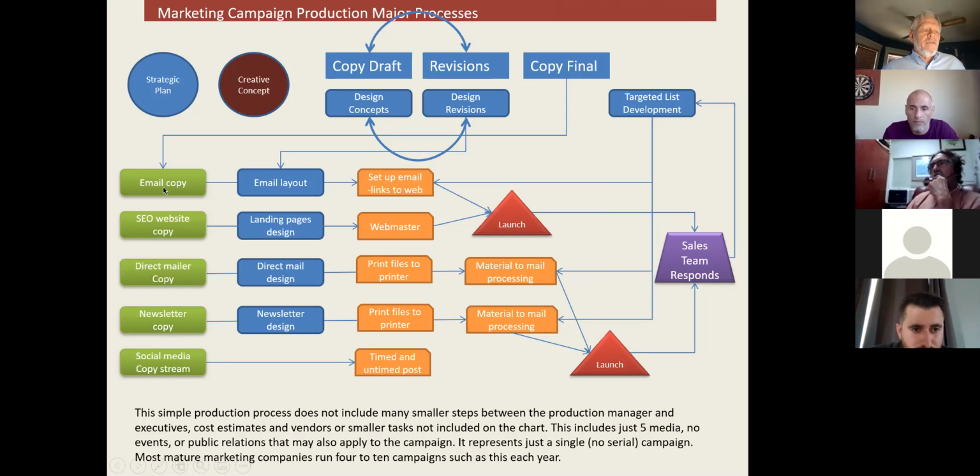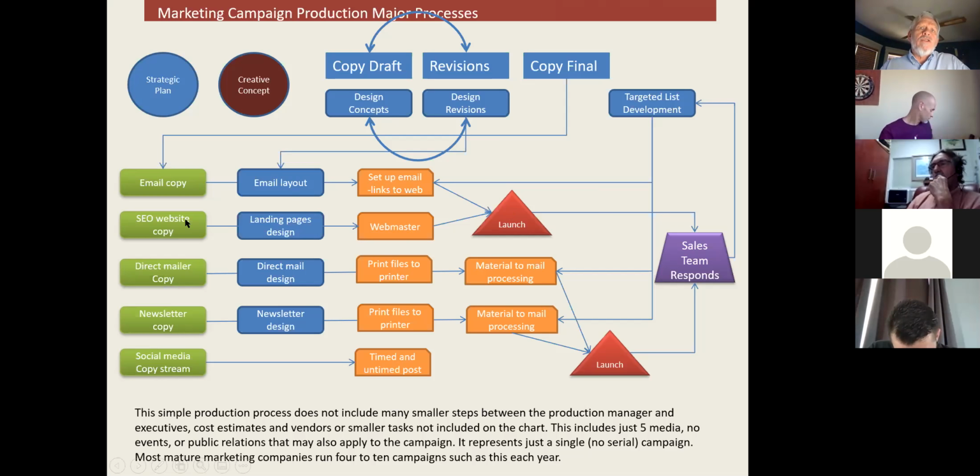If you've got a list that you're going to use, you're going to do a layout. There are several theories on how you lay out emails and what is most effective and what is least effective. And then you're going to set it up, and of course you're going to do links. There's no reason to do email unless you link to more information so that you can get people to act. And then of course you launch it.